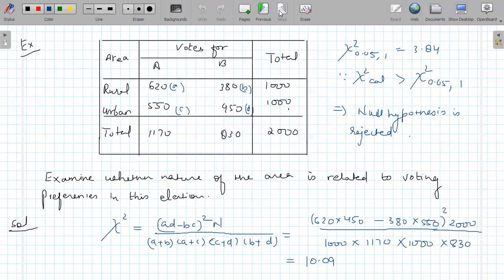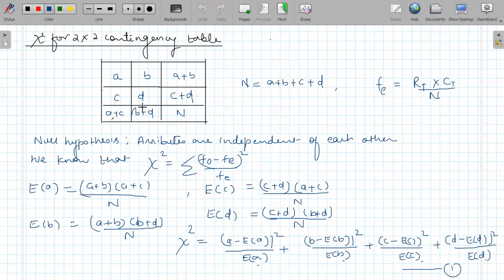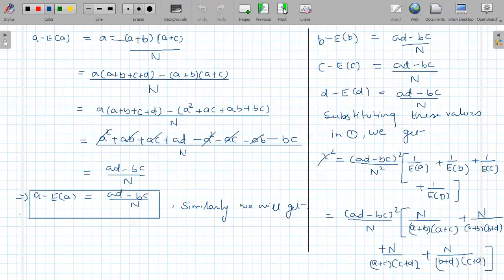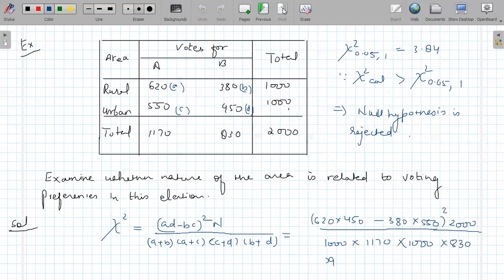This is nothing but the sum of A. These are 4 entries in the denominator. So you need not learn all this, you just learn that we have n into AD minus BC whole square, and in the denominator you have to keep the row sum and column sum multiplication. So let's see one example where you can use this formula directly.